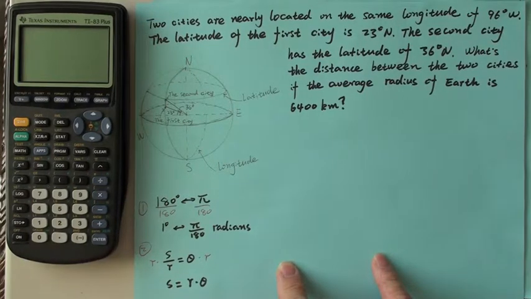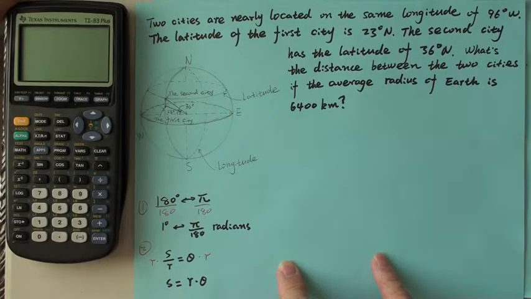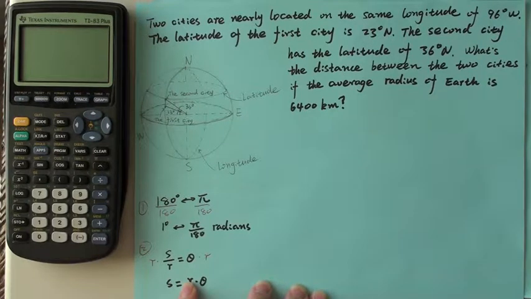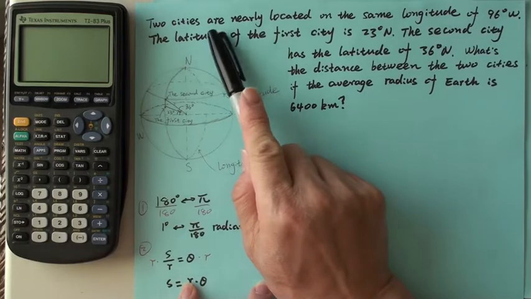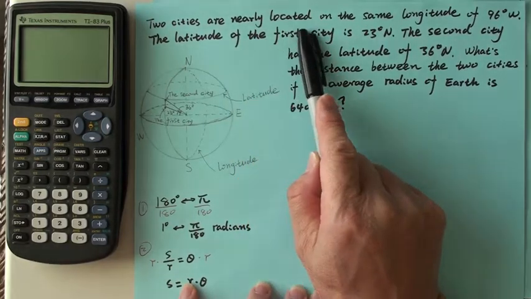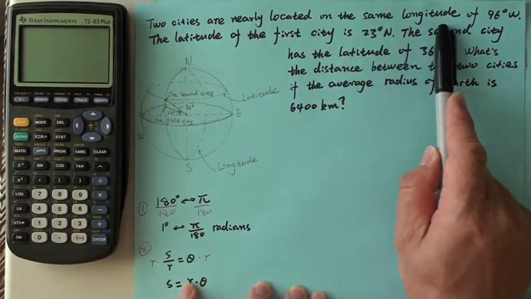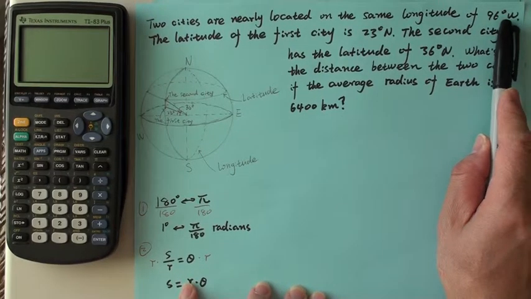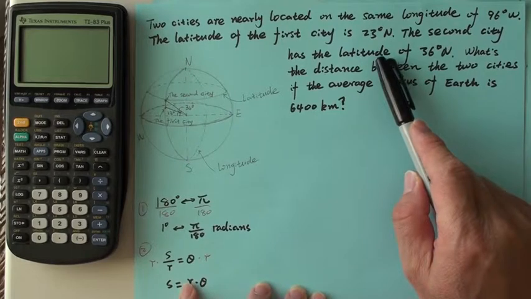We have learned angle in degree and radian measures. Now let's see the applications. Why do we need to learn that? Two cities are nearly located in the same longitude of 96 degrees west.